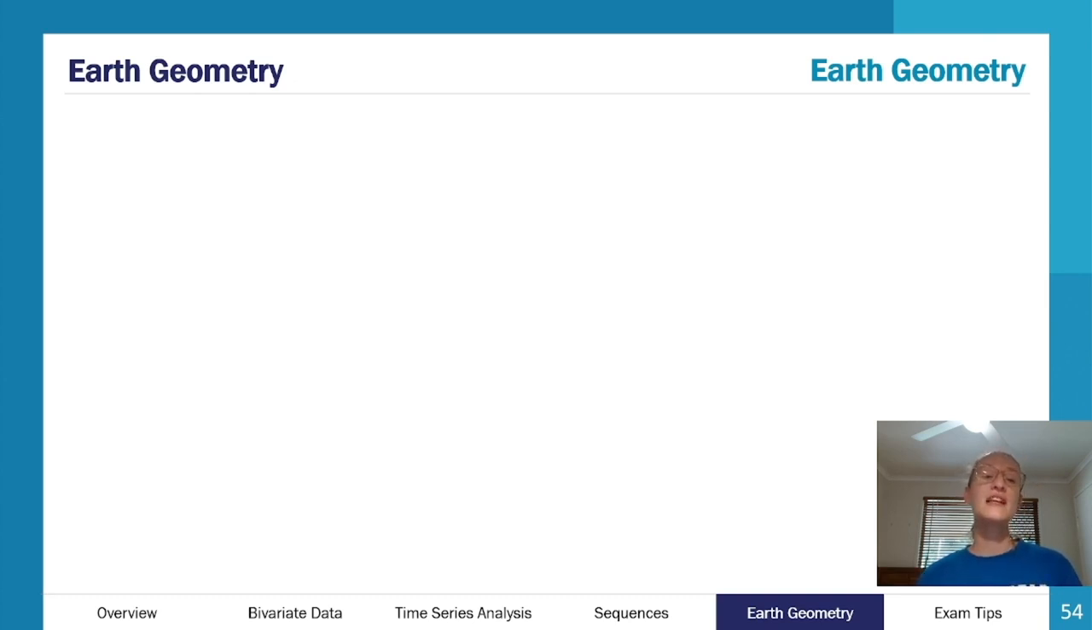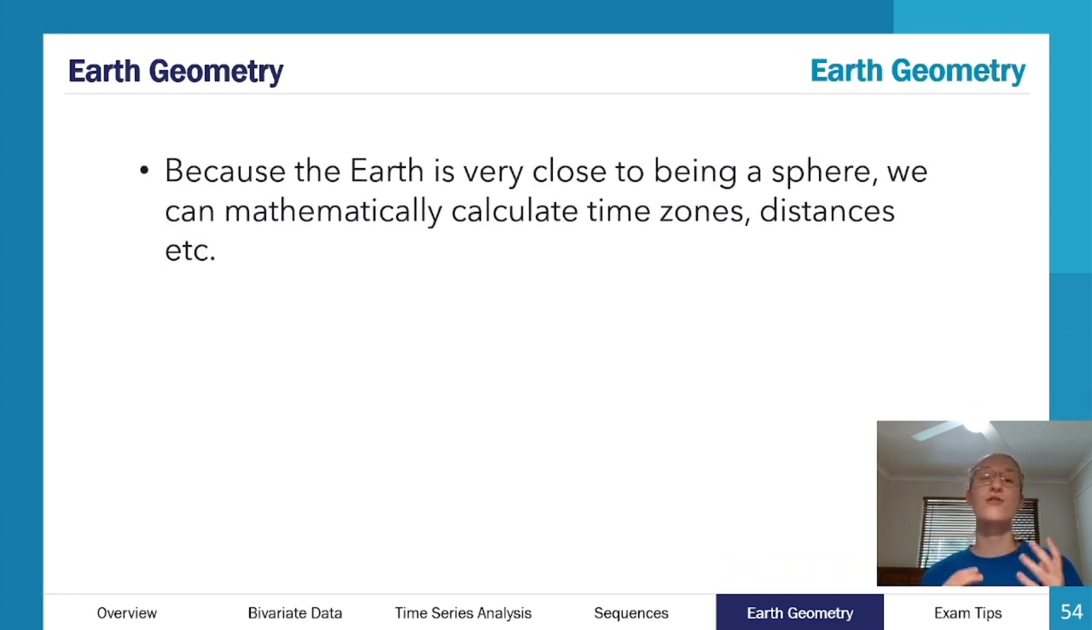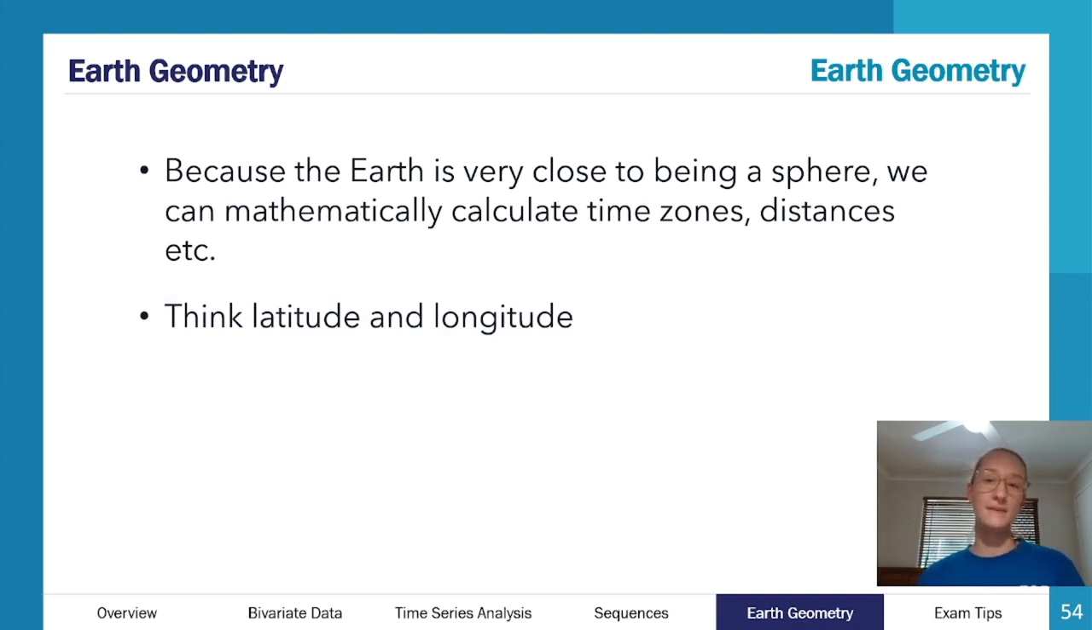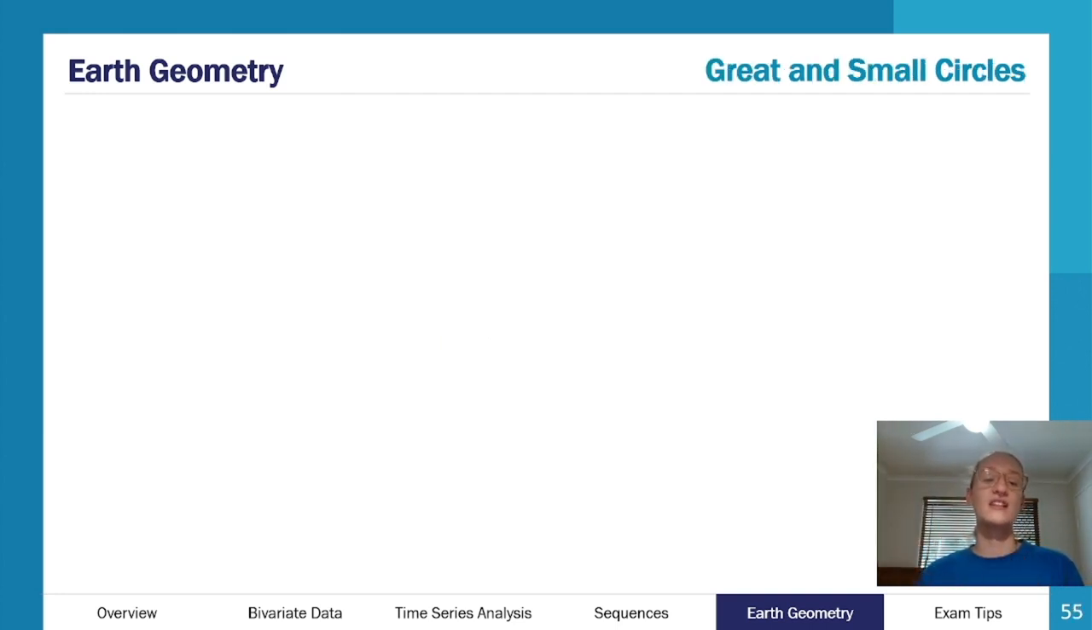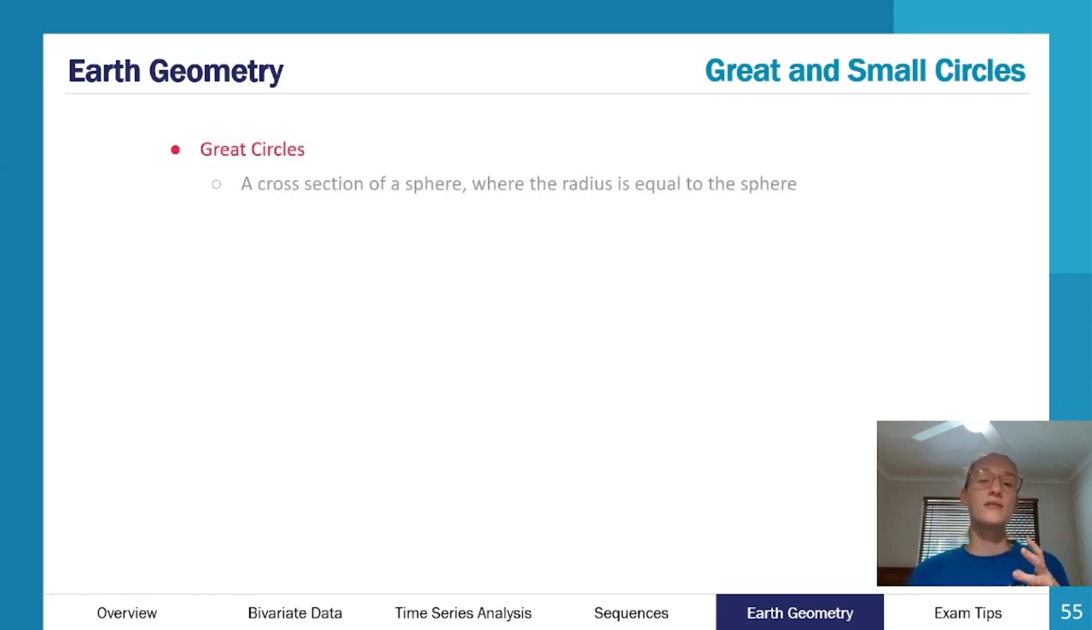So I'm just going to quickly go through a few key ideas for earth geometry and then a few final exam tips if we get quick time. Because the earth is very close to being a sphere, we can mathematically calculate time zones, distances between areas, and all of that kind of thing. So when you're getting an introduction to earth geometry, think latitude and longitude, which is like that global positioning system we use. Any point on the earth can be defined by where it is in relation to latitude and longitude.